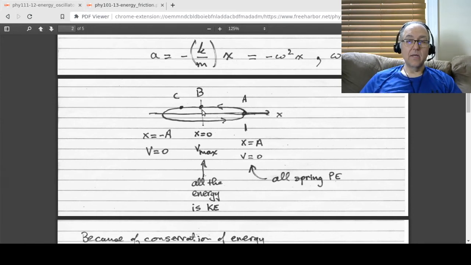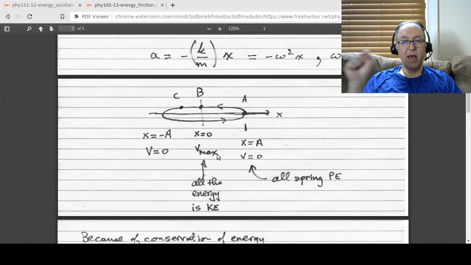But at that instant, there is no potential energy, so all the energy must be kinetic. And in fact, that makes sense because that's when you get your maximum velocity. Okay, so when you have maximum velocity, 1/2 mv squared, where v is v max, all your energy is there, and there is no potential energy.